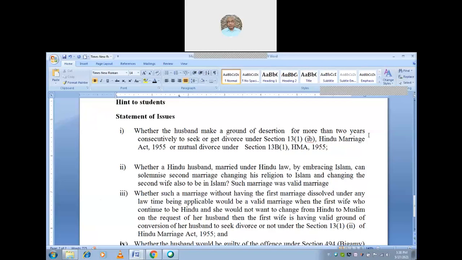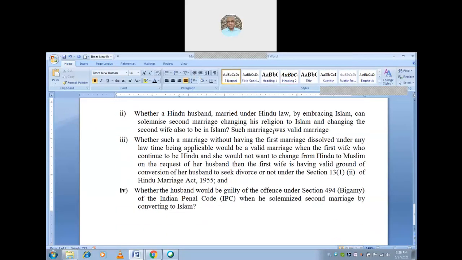That is the reason that we can make it out 2 years consecutively to seek or get divorce under section 13 subsection 1 clause (i)(b) of the Hindu Marriage Act of 1955. And if he wants a mutual divorce, that is under section 13B subsection 1 of the HMA 1955. What is this HMA? Hindu Marriage Act. That is the first issue.